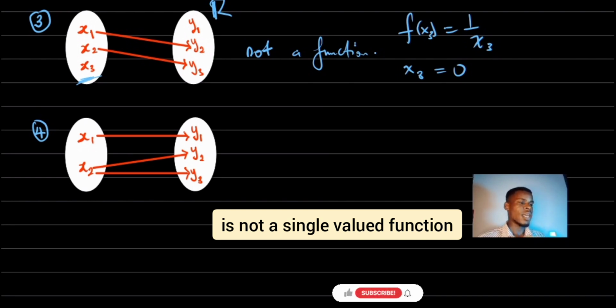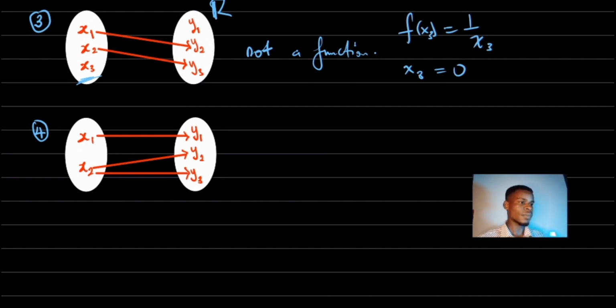Okay, so let's look at the last one. In this last one, x1 maps to something, x2 also maps to something. So every element in the first set corresponds to an element in the second set. But is it exactly one? Well, x1 corresponds to only y1, so that works. But x2 corresponds to more than one thing. It corresponds to y2, and it corresponds to y3. That means that is not a function, all right? Not a function. Isn't that very nice?